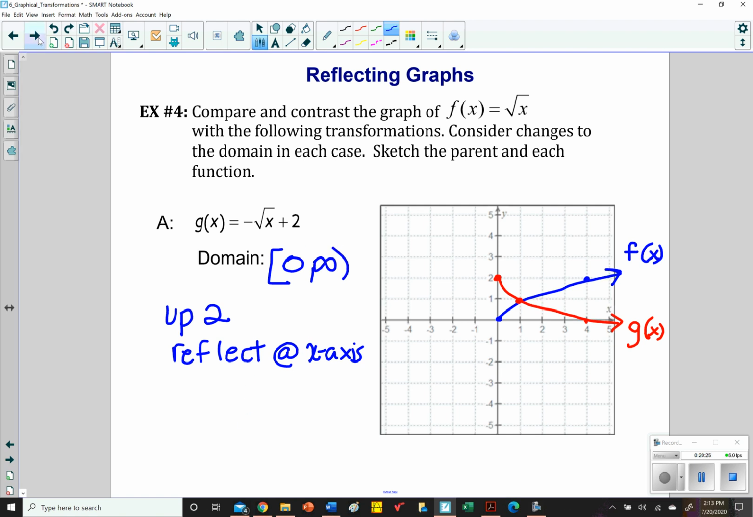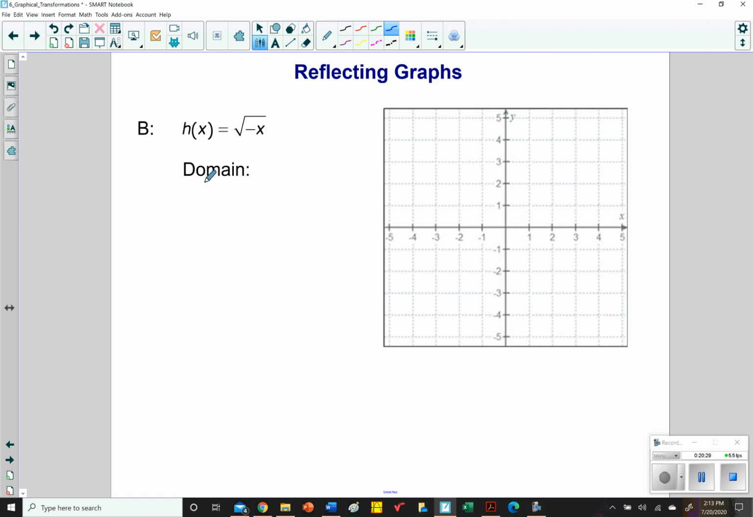Okay, on B and C, we're going to do the same thing. So you can try it on your own and come back, or stay here with me. So I'm graphing the parent function f of x. Oh, I need to do that one in red. F of x is in red.